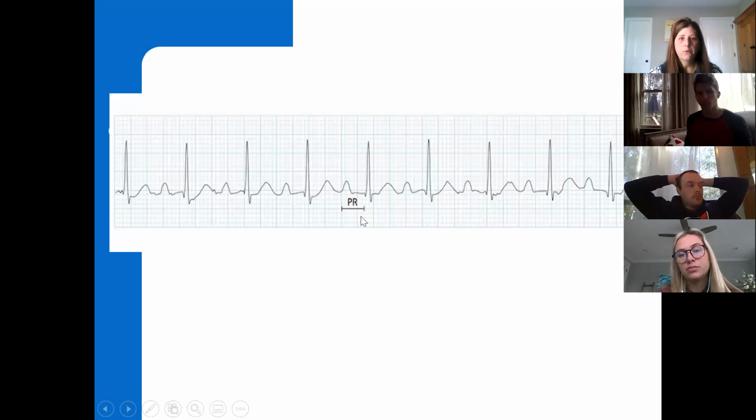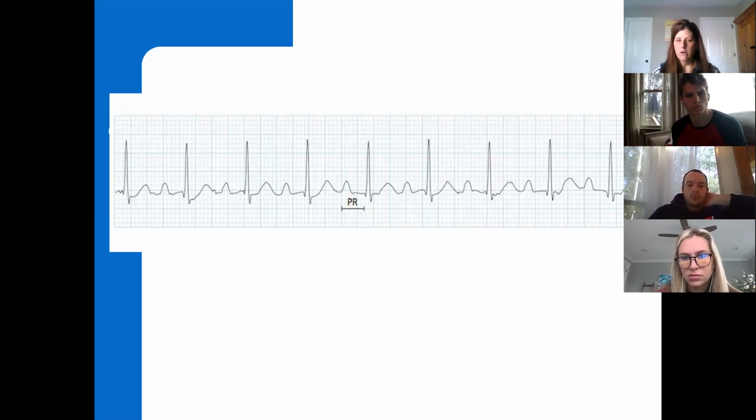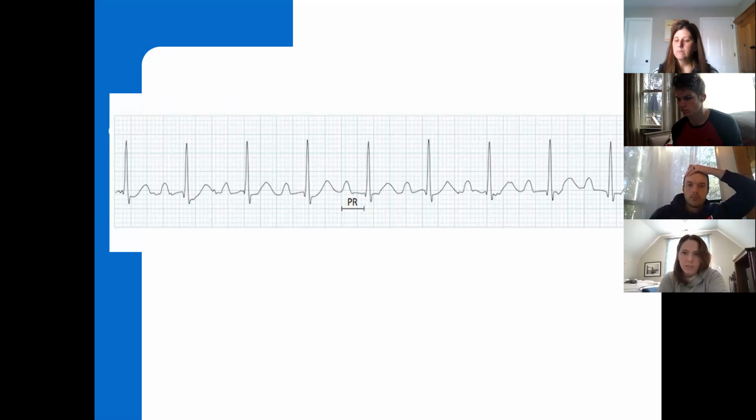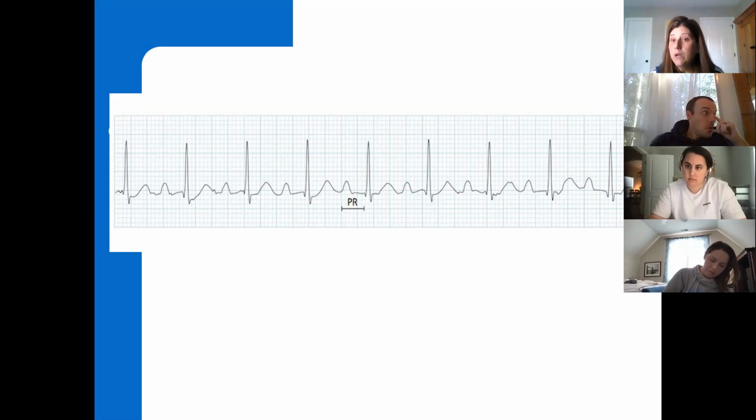Okay, here's our example. Excuse me. So how long is my PR interval supposed to be? Who remembers way back to the beginning of yesterday? 0.12 to 0.2. Okay. So 0.12 would be how many tiny squares? 3. 3, because each tiny square is 0.04, right? So times 3 would give us 0.12. And 0.04 times 5 would be our 0.2, correct?